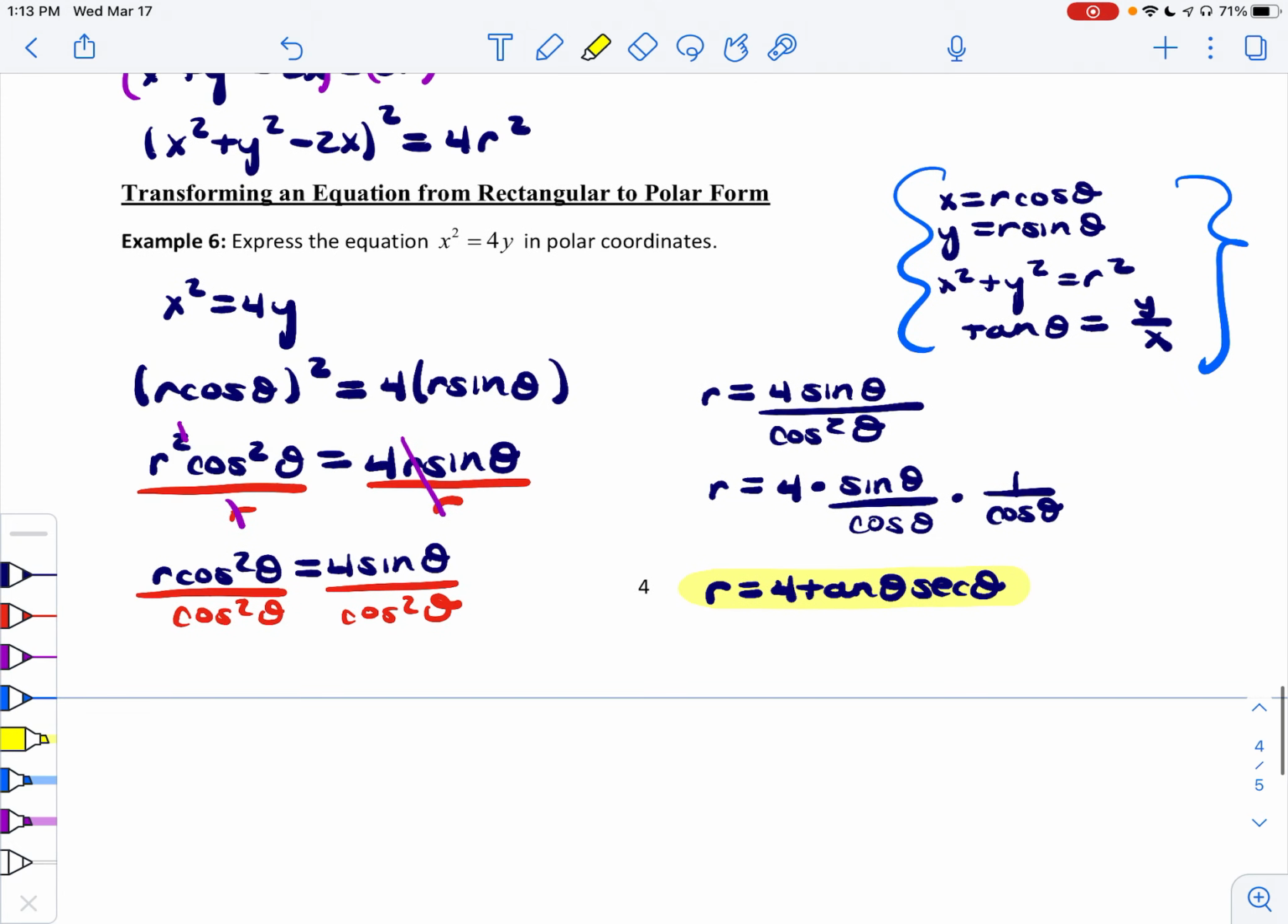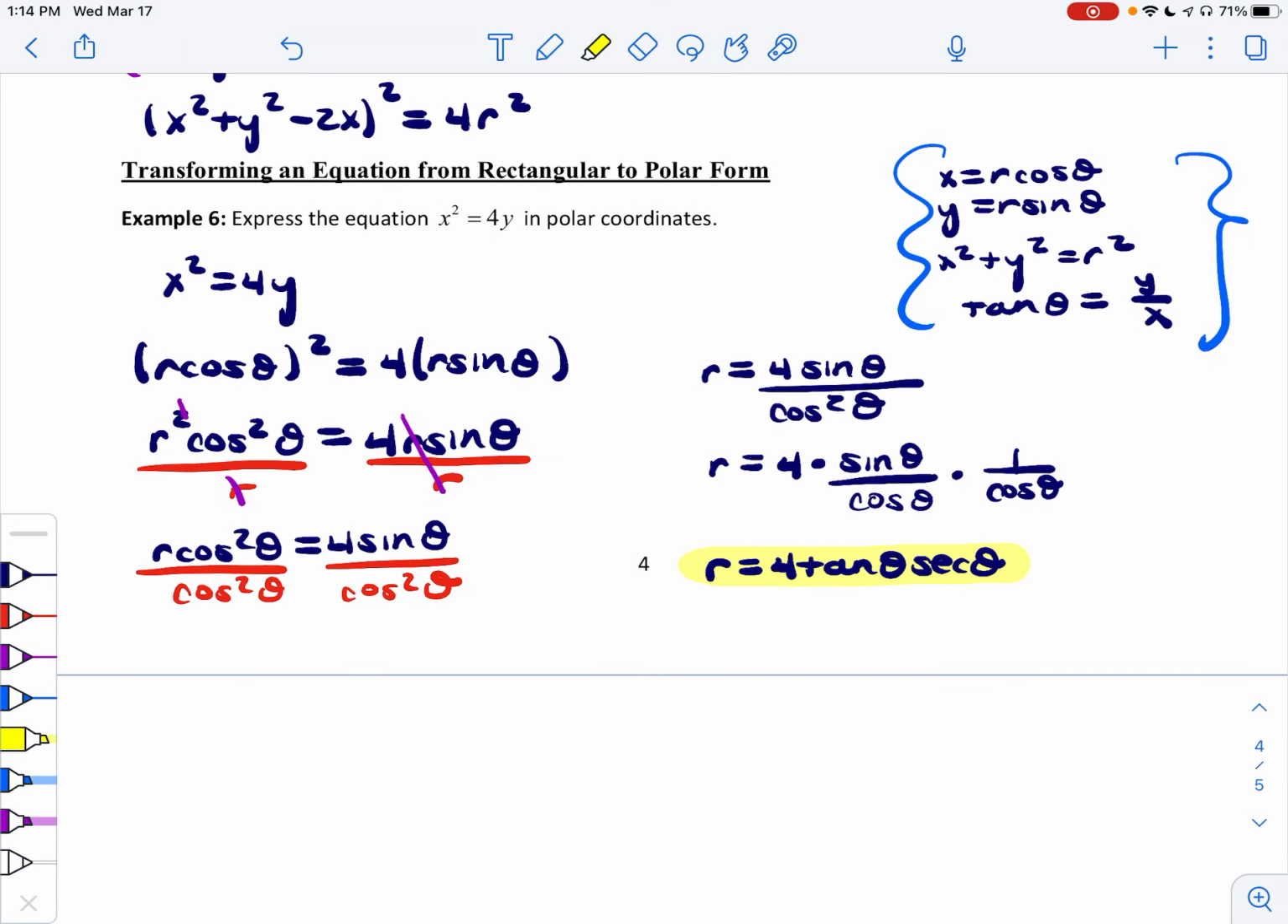So like I said, when we're switching from rectangular to polar form, once we substitute in all of our r's and thetas for our x's and y's, try and simplify the equation down as much as you can, which typically is going to mean you're going to want to solve the equation for r.